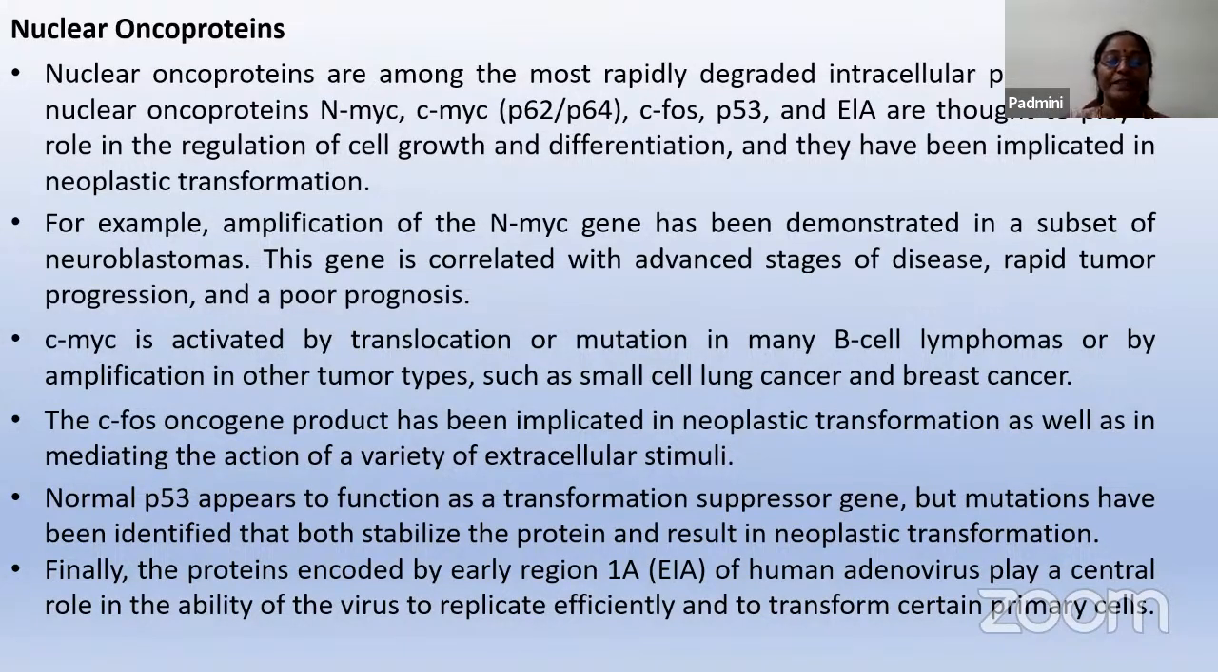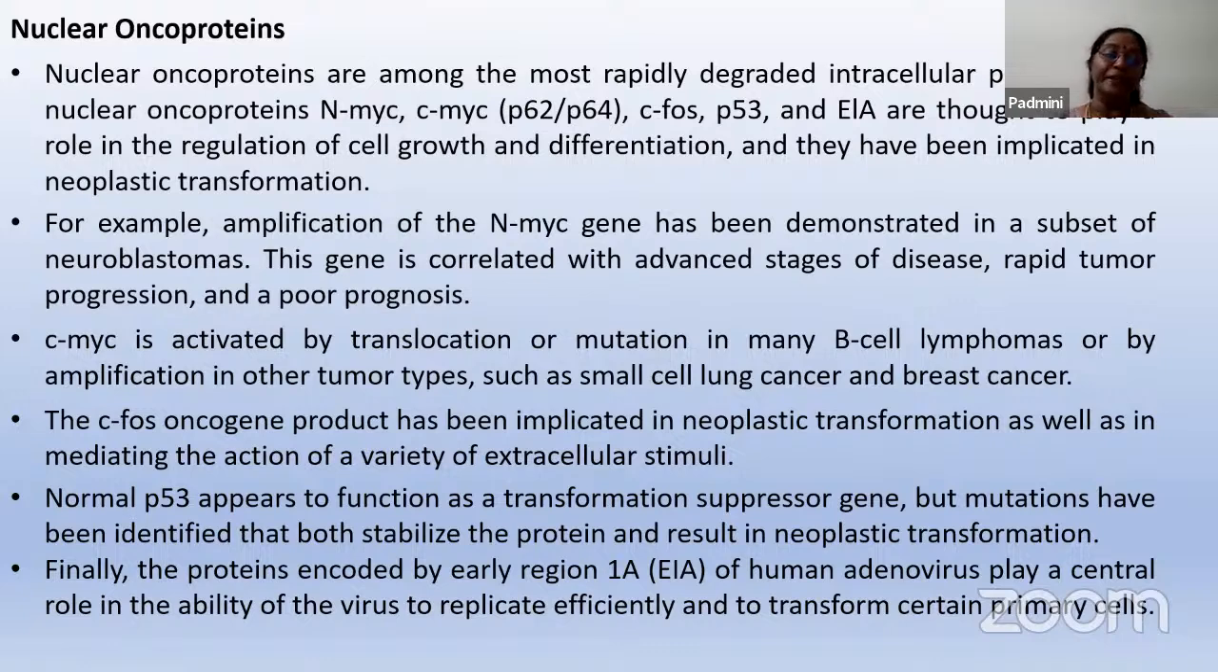The C-MYC gene is activated by translocation or mutations in many B-cell lymphomas. They amplify and form tumors in different types of cells, for example small cell lung cancer and breast cancer cells. Which one? C-MYC. Then when you're talking about the C-FOS oncogene, these products have been implicated in neoplastic transformation, mediating the action of a variety of extracellular stimuli. So it needs a lot of extracellular stimuli, which leads to a cancer cell.